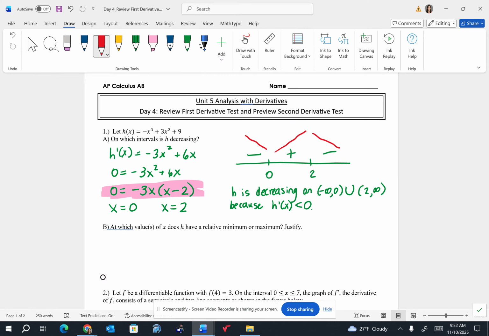So we'll say h has a relative minimum at x equals 0. And then here's the justification part again. Because, and this is the part where, again, it turns out we do need this. Because h prime of x changes sign from negative to positive.